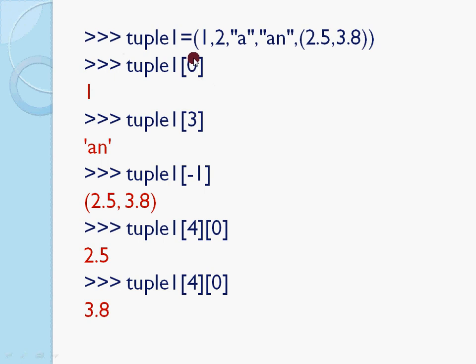So in the 0th position we have 1, in the 3rd position we have an element, and at -1 we have another tuple with elements 2.5 and 3.8, and this is the 4th element. In this 4th element, the index 0 gives 2.5. Sorry, this is 1 and not 0. So for index 1 we have 3.8.